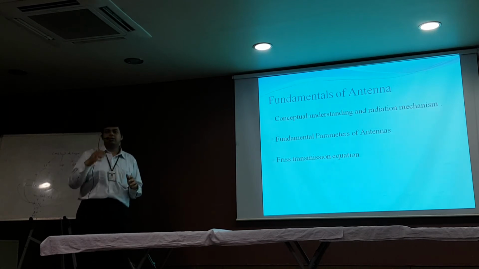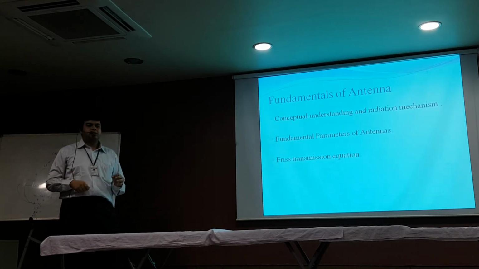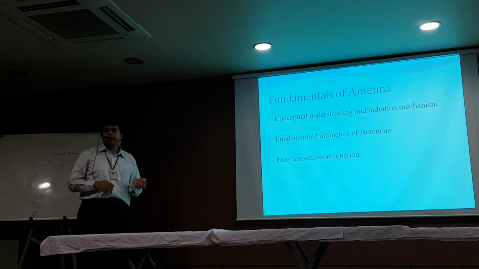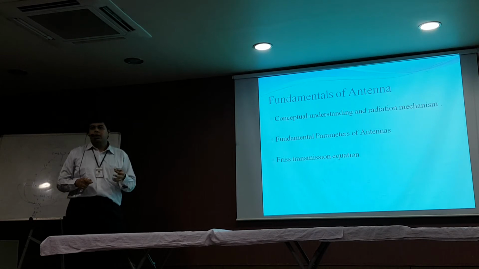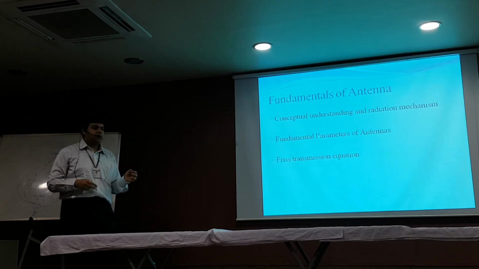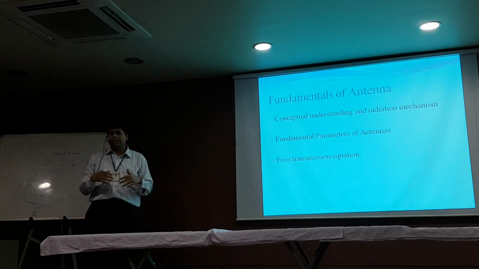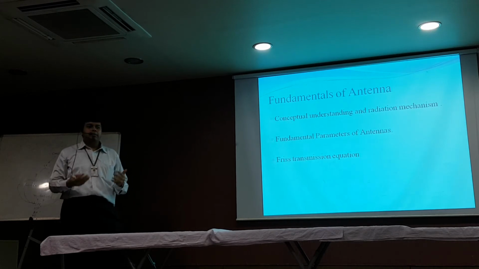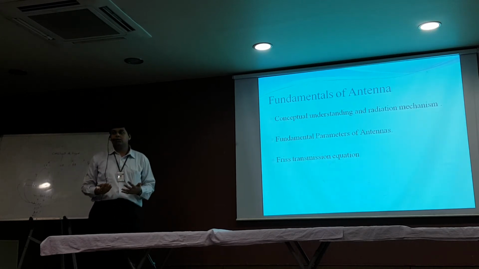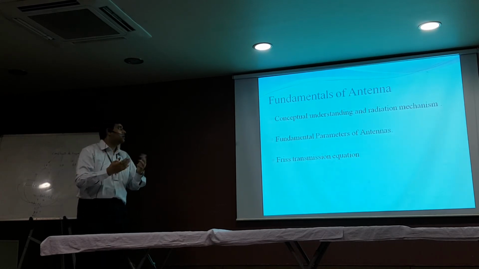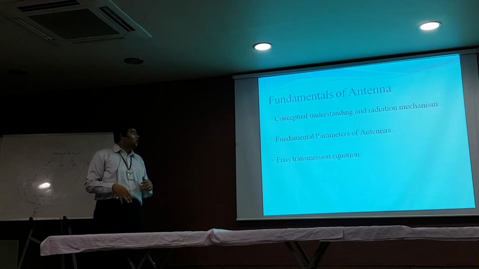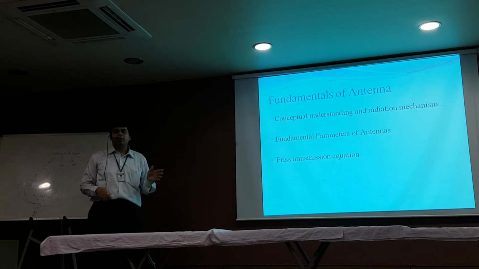Then radiation resistance. Radiation resistance is a fictitious quantity, we say, and it should be as high as possible. Actually, we say that if radiation is going out, then it means it is some loss. However, in case of antennas, that loss is considered to be a good loss, because why? We want that radiation to come out of the antenna so that it reaches the destination. So radiation resistance. Then directivity.